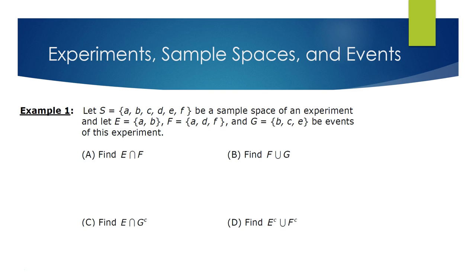So you're given the sample space S: A, B, C, D, E, and F are all the outcomes of an experiment. E, F, and G, as they're described there, are particular events that are subsets of that sample space. You're asked to find these four things. So take a moment, figure out what these are, and we'll go over it momentarily.